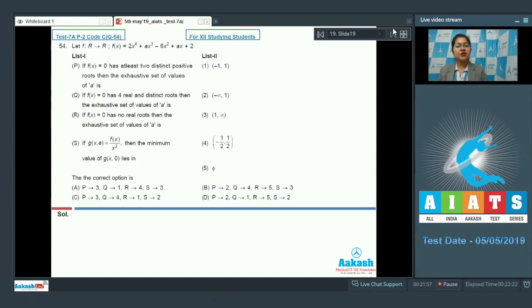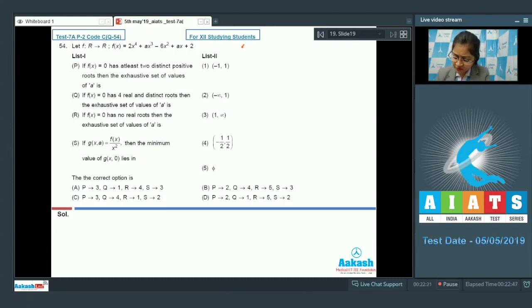Next is question number 54, which says: let f going from R to R, and f(x) is 2x^4 + ax^3 - 6x^2 + ax + 2. Option P says that if f(x) is equal to 0 has at least 2 distinct positive roots, then we have to find the exhaustive set of values of a.